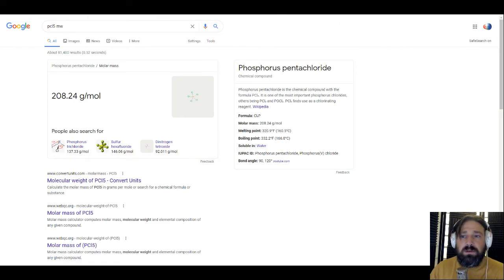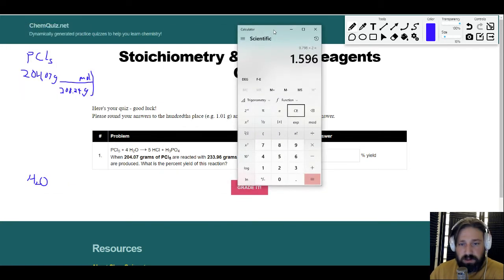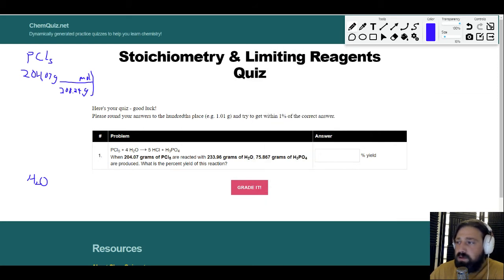It was 208.24. And then we can do this quick calculation: 204.07 divided by 208.24. I'm going to move this over to the other screen so I can see it. We end up with 0.97997 moles of PCl5.